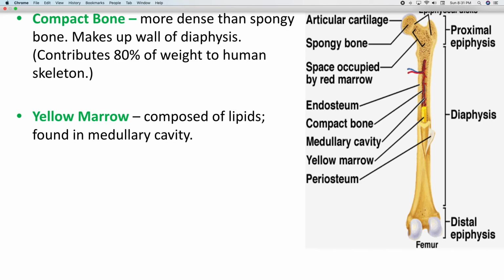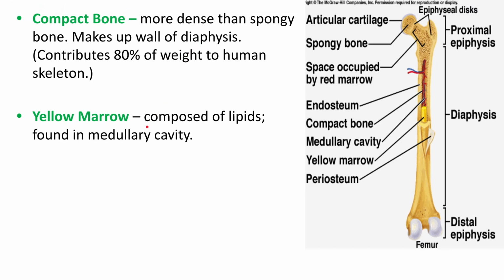When we move on to yellow marrow, which is mainly composed of lipids and ions, ion storage and lipid storage, we find that this is generally housed in the medullary cavity, which is this central cavern running through the middle of the diaphyses of your long bones. And here you can see that going from here to around here, down by the distal portion of this femur.